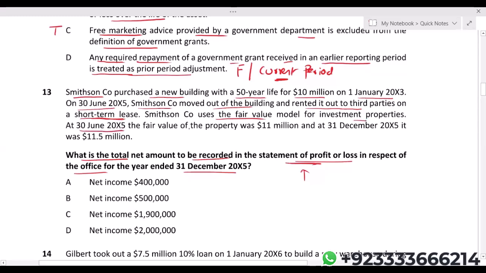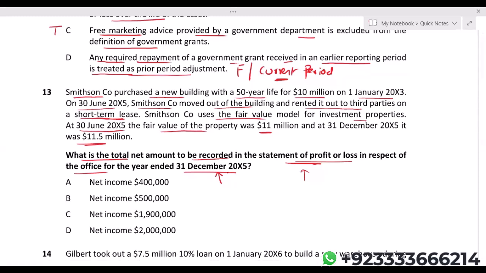At 30th June X5, the fair value of the property was 11 million. And December X5, it is 11.5 million. And we have been asked the net effect that will be recognized in the statement of P&L. Now, please listen carefully.